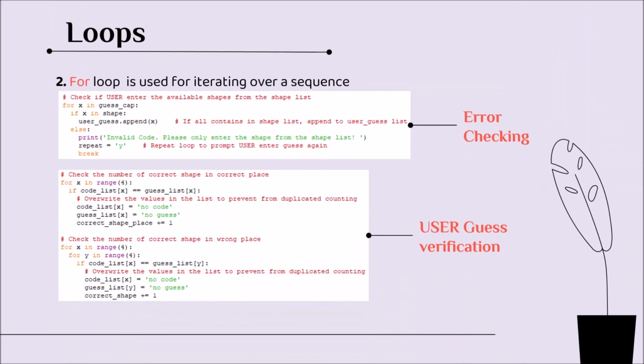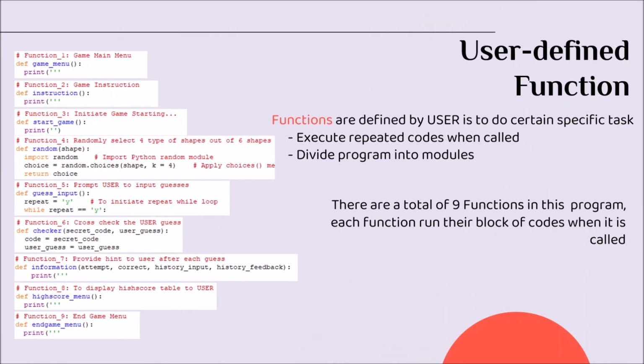Secondly is the for loop. For loops are much shorter compared to while loops to iterate over a sequence. I have used a for loop in my code to quickly check if the user input a valid entry during their guesses. And lastly, the user-defined function has been very useful. It is used to do a specific task when it is being called. It helps to run several repeated codes when called, and it also divides the program into modules for an easier debugging session. I have used a total of 9 functions in my code for each specific task.